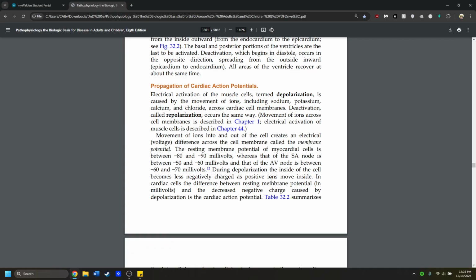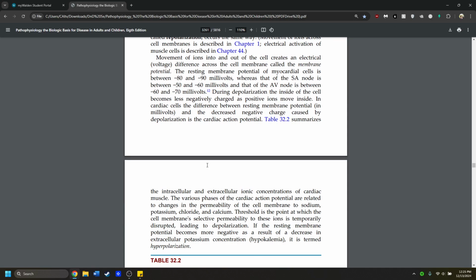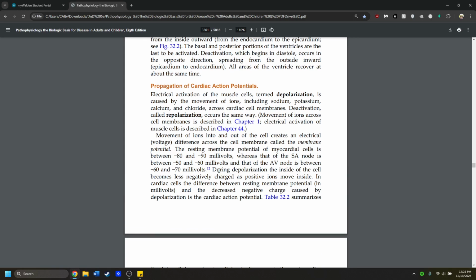So that leaves us with the propagation of cardiac action potentials. Electrical activation of the muscle cells, termed depolarization, is caused by the movement of ions, including sodium, potassium, calcium, and chloride, across cardiac cell membranes. Deactivation, called repolarization, occurs the same way. Movement of ions across cell membranes was described in Chapter 1, and the electrical activation of muscle cells will be described in Chapter 44. Movement of ions into and out of the cell creates an electrical voltage.